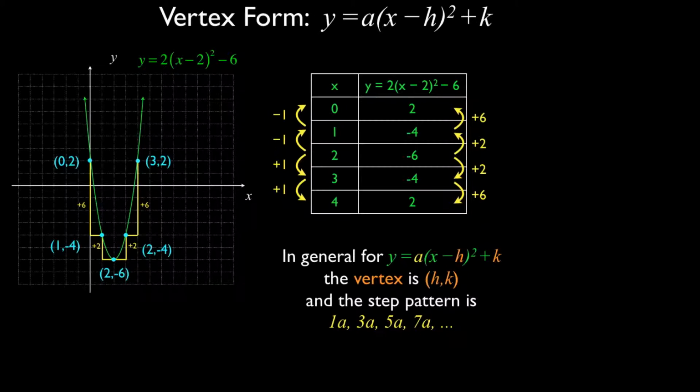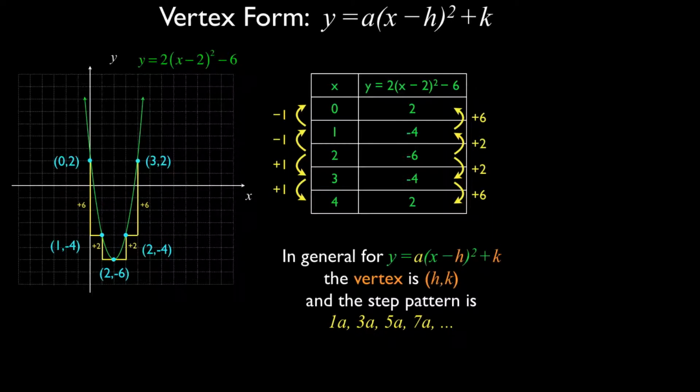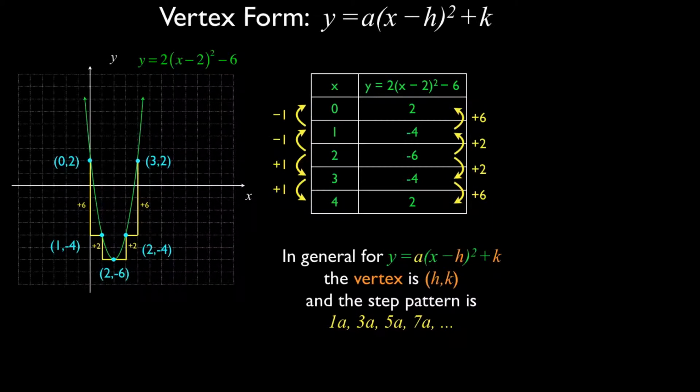In general, for the equation of the quadratic relation, written in the form y equals a(x - h)² + k, the vertex is simply (h, k). And the stepping pattern that we get will be 1a, 3a, 5a, 7a. So whatever your a value, that will determine how large the vertical jumps are. So over 1 up 1a, over 1 up 3a, over 1 up 5a, over 1 up 7a.